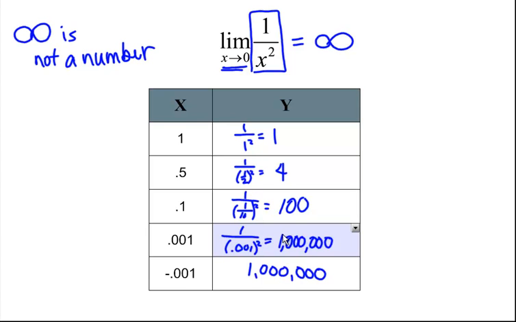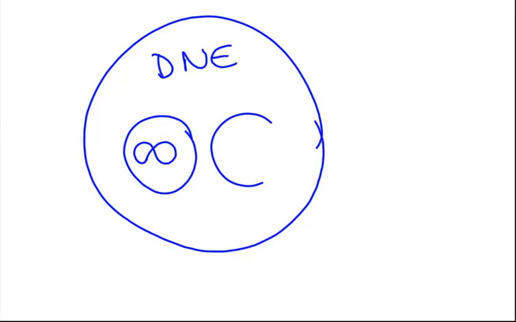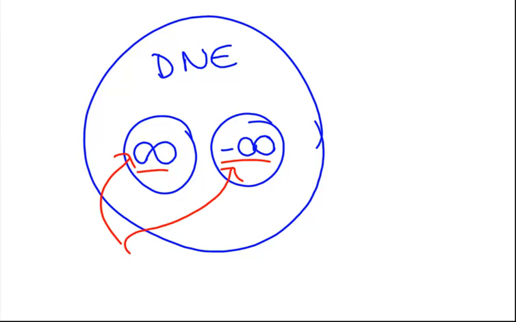But saying infinity is more specific than saying it doesn't exist. So if we're kind of making a Venn diagram here of all the kinds of limits that do not exist, limits that equal infinity and limits that equal negative infinity are special kinds of do not exist, meaning that you want to actually give, if appropriate, the answer of infinity or the answer of negative infinity. But for any kinds of theorems or any kinds of rules that we have about limits not existing, these count as kinds of not existing.